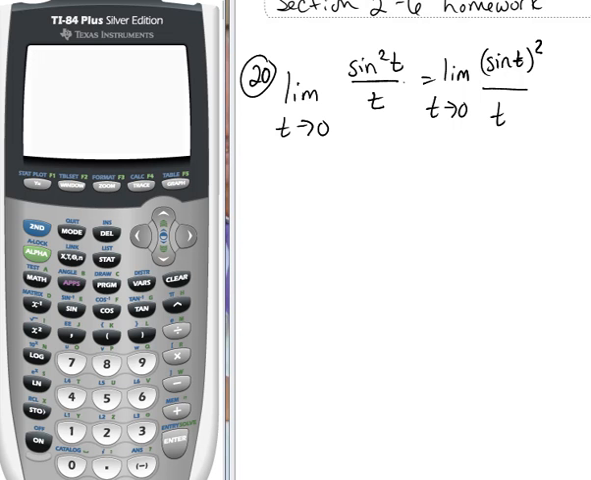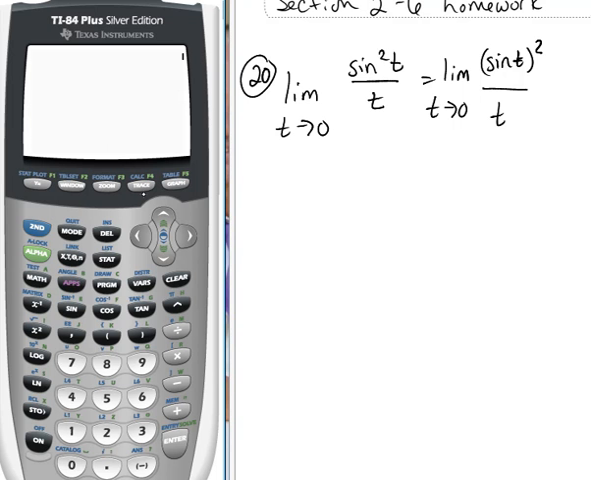And when you do a direct plug-in, you do get 0 over 0 because the sine of 0 is 0, squared would be 0. So if you go to y equals here, let's just get an idea of what this graph might look like. So if I do sine t, and then I square it, and then I divide by t, and I look at the graph, it does appear that as t goes to 0 from the left and the right, the y value is 0.